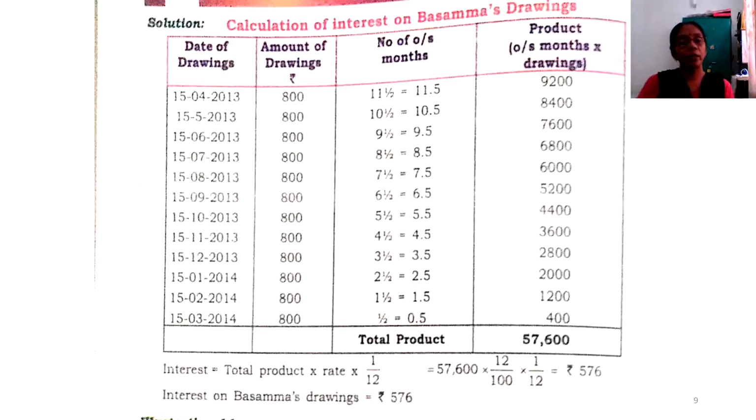57,600. The rate happens to be 12%. So 12 by 100 into 1 by 12. So our interest on drawings would stand at 576. Students, this is an exclusive example where a partner withdraws half of the month. That is every 15th, midway of a month, that the partner is going to withdraw the monies. So whenever it is given like middle of the month, we will compute the period this way as 11.5, 10.5 and so on. Hope it is a clear understanding for all of you.